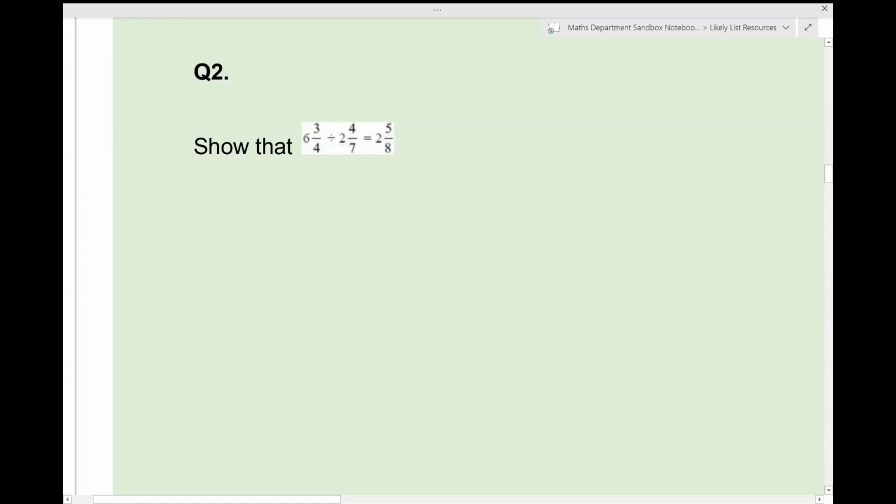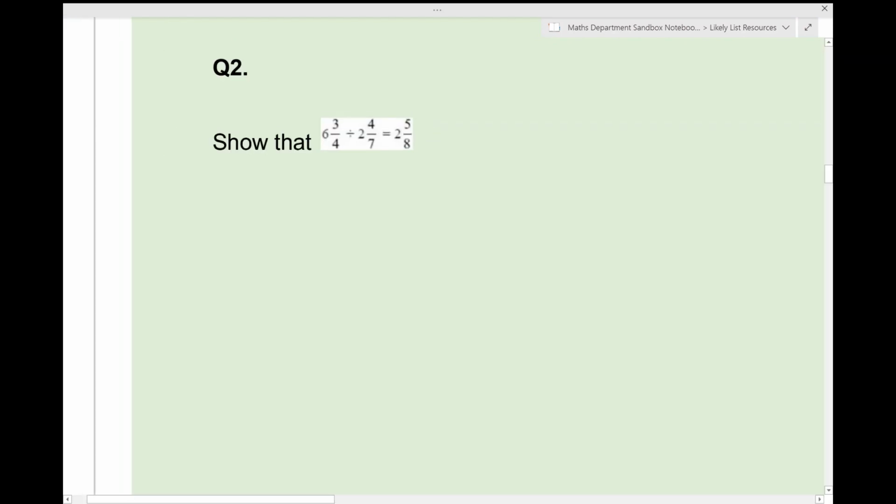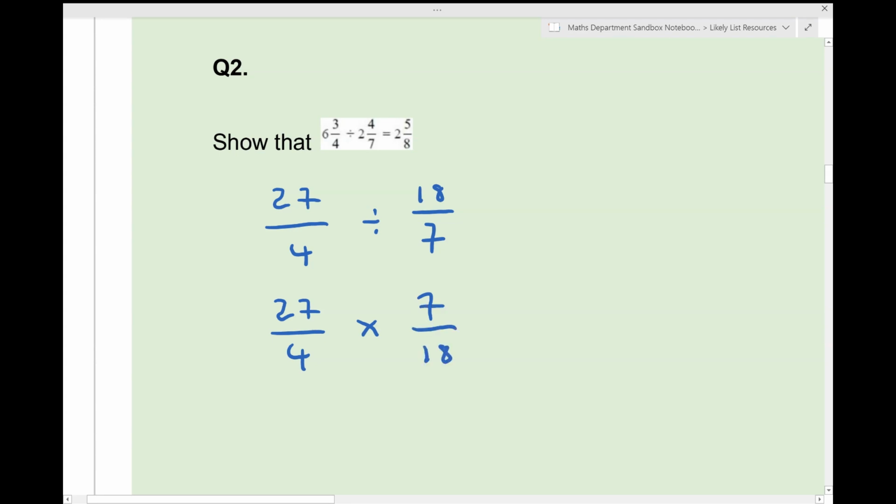Question 2. This time I've got a division. Now, when I divide mixed numbers, I start by turning the mixed numbers into top-heavy. So 6 4s are 24, plus the 3 is 27 over 4, divided by 2 7s are 14, plus the 4 is 18 over 7. Right, keep, change, flip.